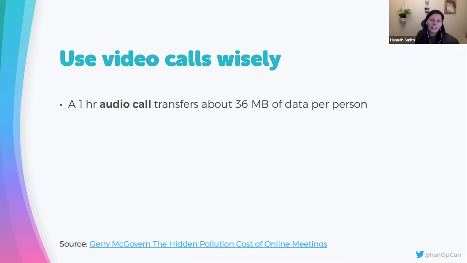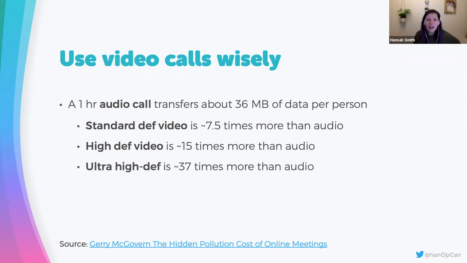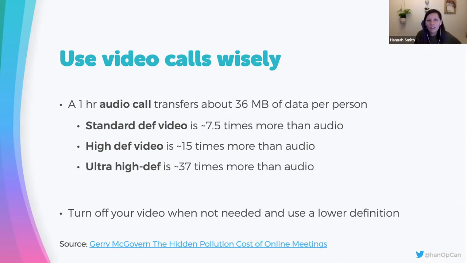So did you know that an hour's audio call, which is done on something like Zoom or Google Hangouts, transfers about 36 megabytes of data per person? When you turn the video on to standard definition video, that's about 7.5 times more data being sent. High definition is about 15 times more. Ultra high definition is 37 times more than audio. So turn off your video when it's not needed.